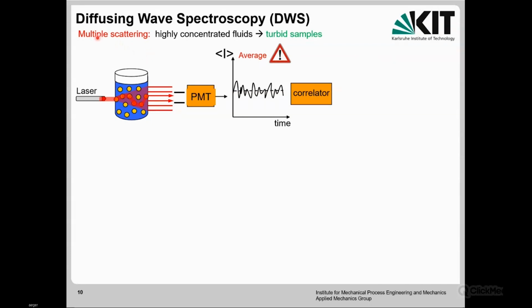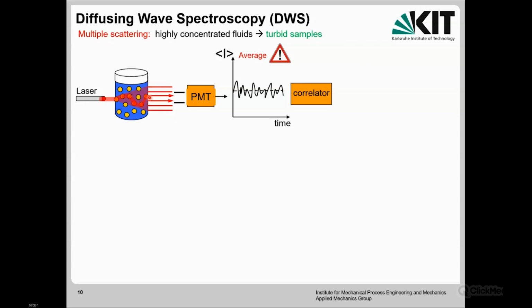So basically, DWS works with highly concentrated fluids, and the samples you are investigating should be turbid. So you should have multiple scattering. The light is scattered multiple times before it comes out, like shown on this small scheme. You have the laser, you have your tracer particle added in your solution, and you see that the photon is scattered several times before it comes out here.